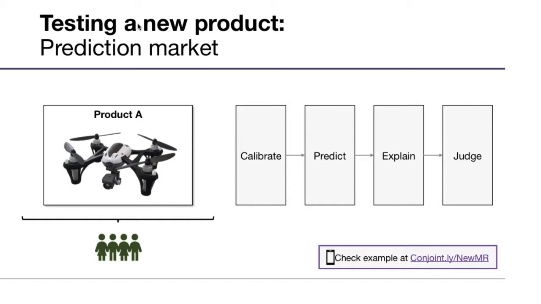Then, once we've done calibration, we ask them to make predictions about future product launches. This is the main part of the methodology. But what's also important is that afterwards we ask them why they made a particular choice, and then we also ask them to judge other people's explanations. If an explanation is judged to be convincing, then we will show it again to future respondents before they make a prediction.